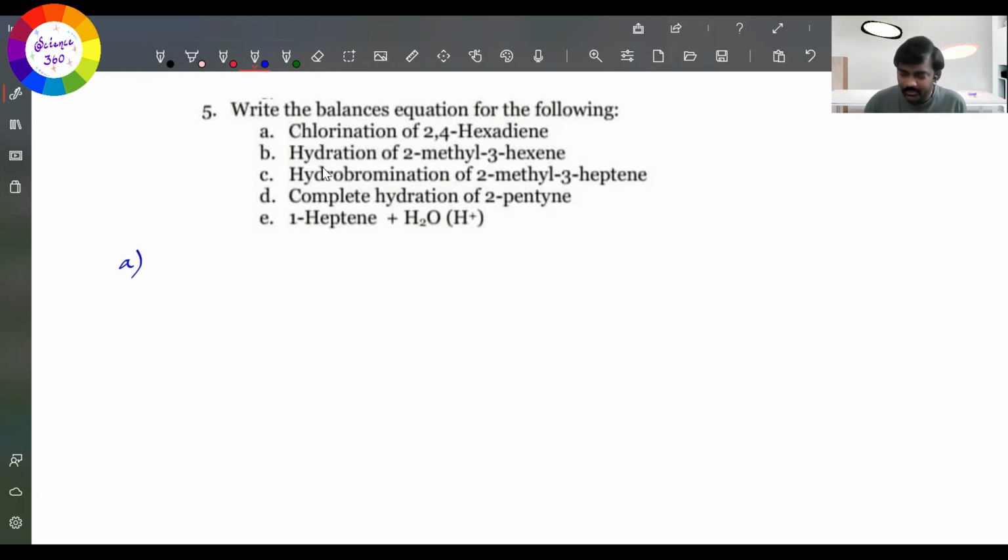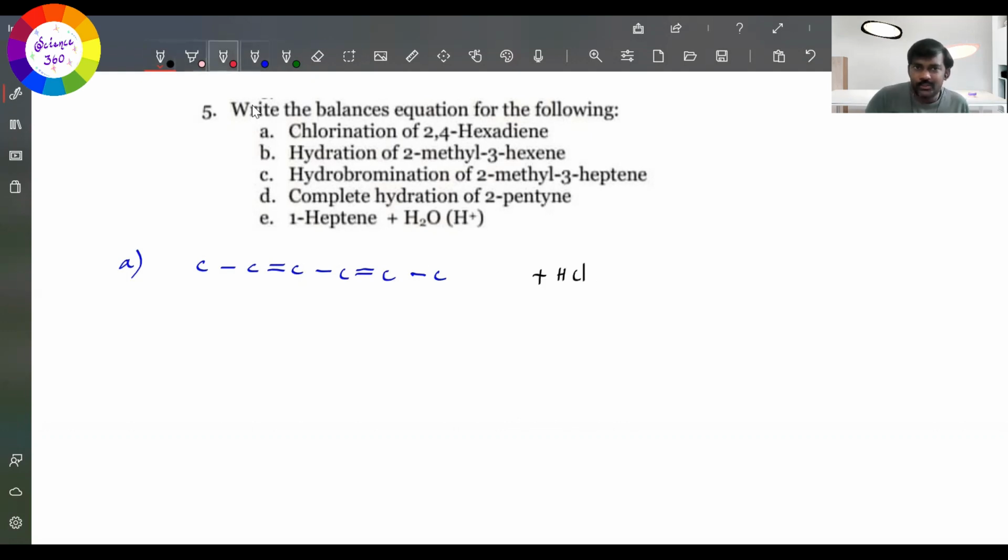So chlorination of 2,4-hexadiene. First we'll write 2,4-hexadiene. So this is 2,4-hexadiene. Total 6 carbons, and the second carbon and fourth carbon have the double bonds. So it is a conjugated diene. And let us say chlorination. Chlorination means here I'm going to add chlorine to the molecule, right? So for that I can add HCl. So addition of HCl, you can say. So if you are adding HCl to it.